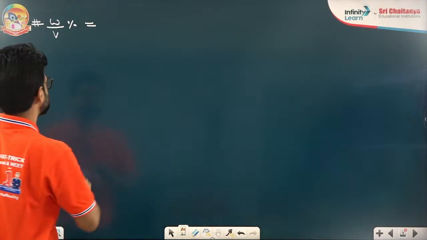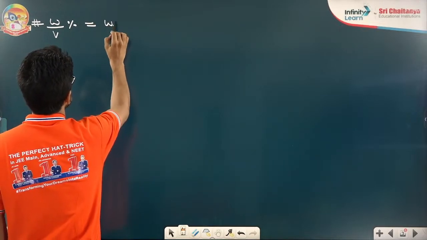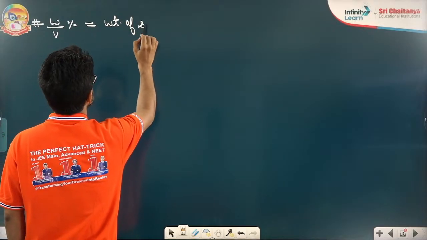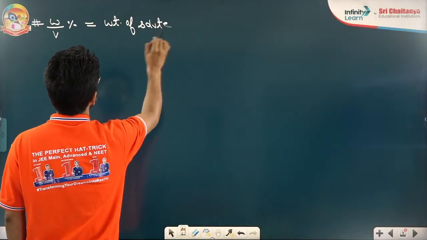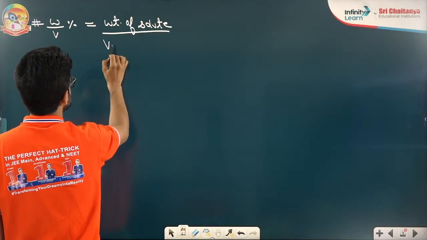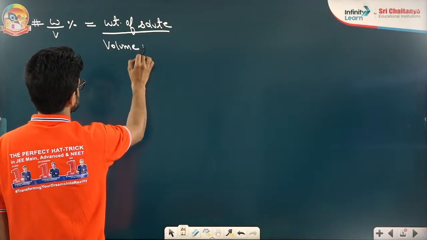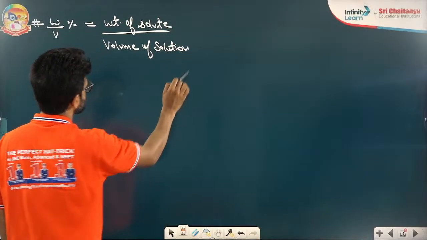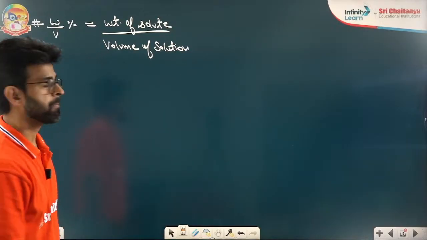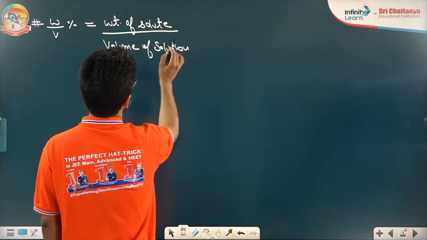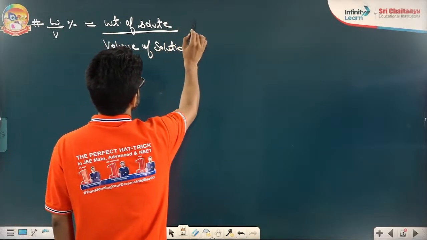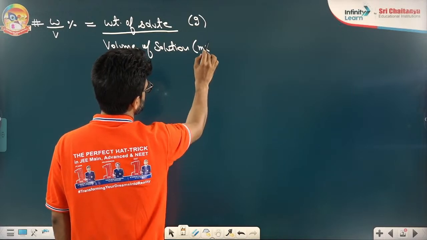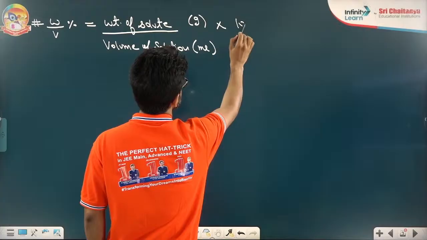It's weight by volume percentage. What do we have? Weight of solute, divided by volume of solution. So upside we have weight, but downside we have solution. And be careful, as both are different things. It is weight, it is volume. So carefully take the weight in gram and take the solution volume in ml, into 100, right?